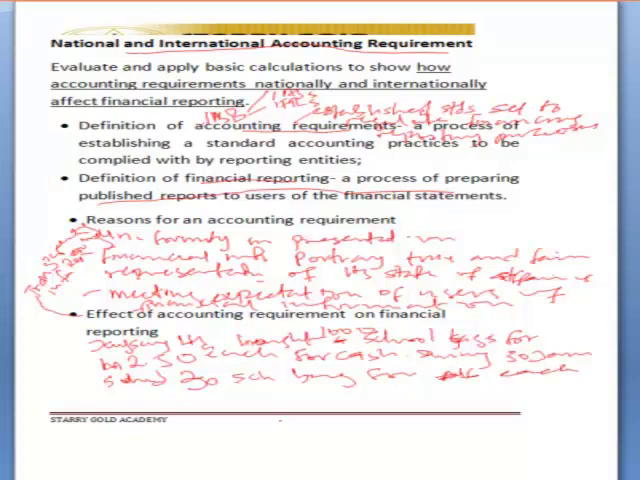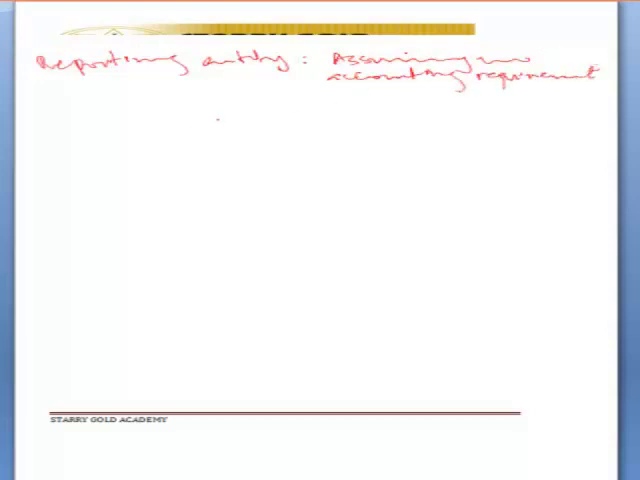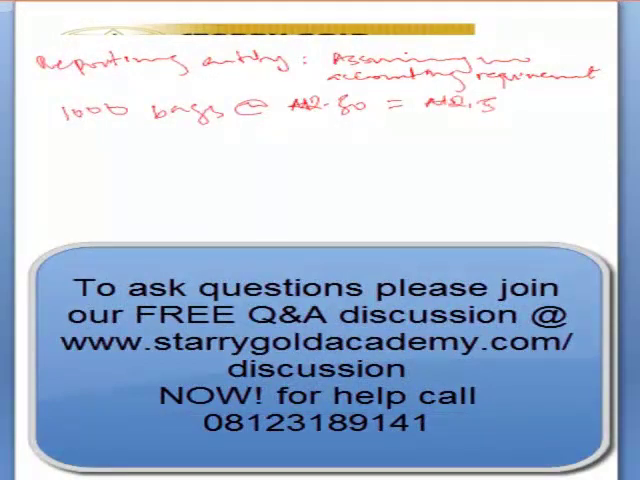Now look at this perfect example. If there are no accounting requirements, for instance, the reporting entity without an accounting standard, assuming no accounting standard, the practice would be such that, don't forget, we said he bought 1,000 bags at 2 naira 50 kobo. This will actually give us 2,500 naira.